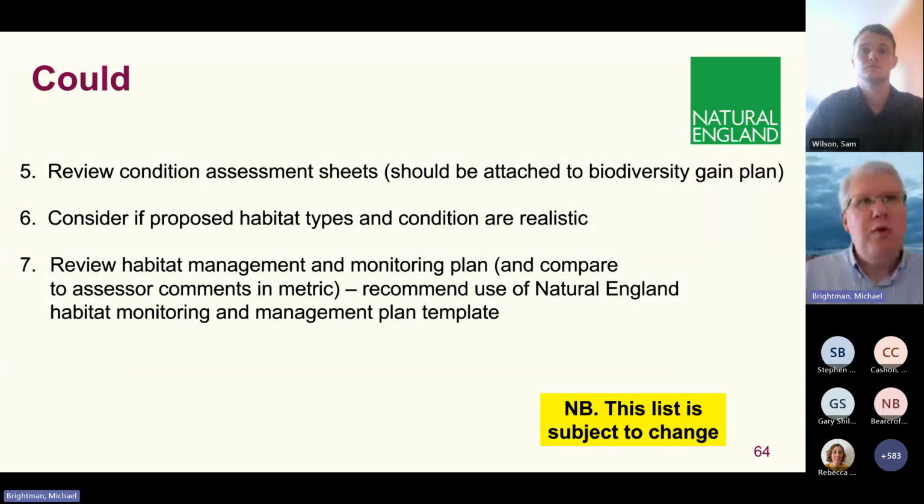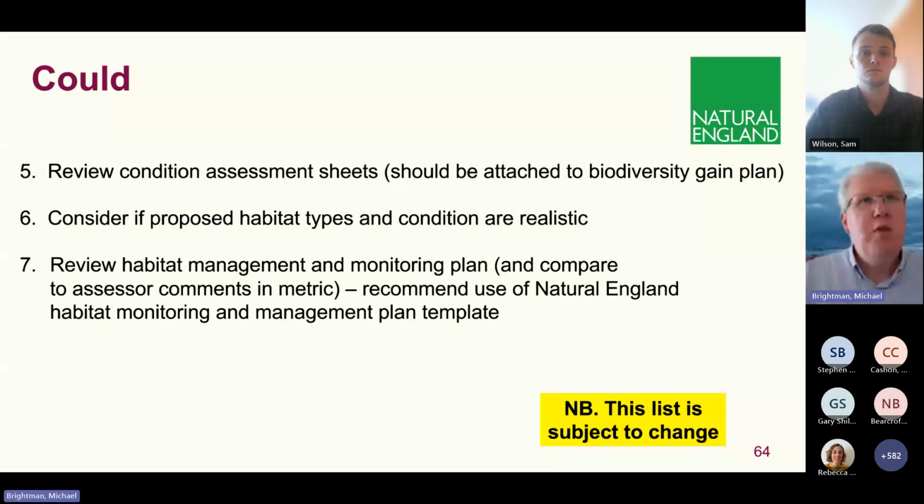LPAs could also consider whether proposed habitat types and condition are realistic. So where there's a proposal to create habitat, for example, and the suggestion that it will be in good condition within the 30-year legal securement, depending on the habitat type, that might want to be queried. In addition, where habitat is enhanced from poor condition, you may want to query, depending on the habitat type, where they're moving from poor to good rather than poor to moderate.